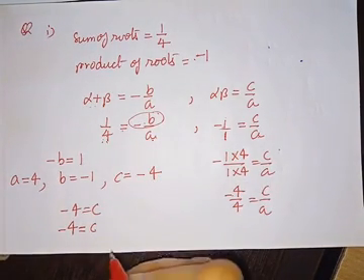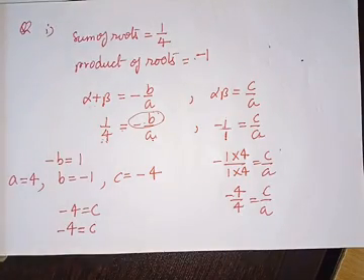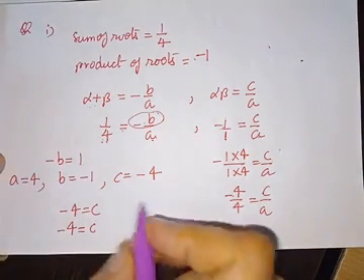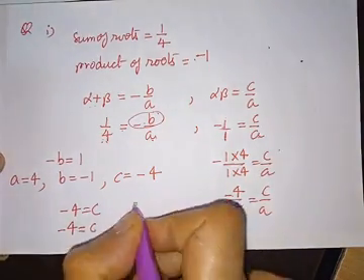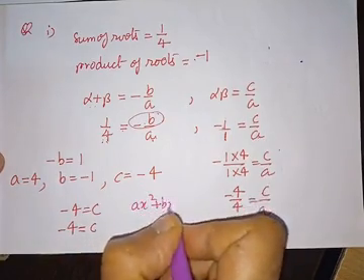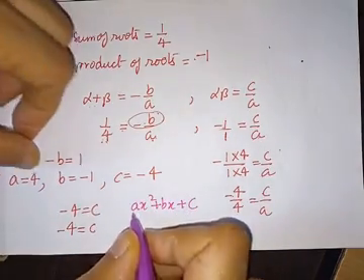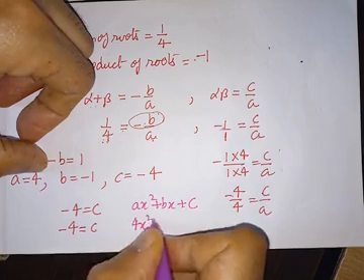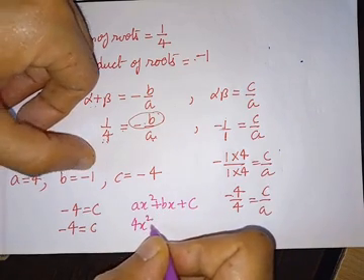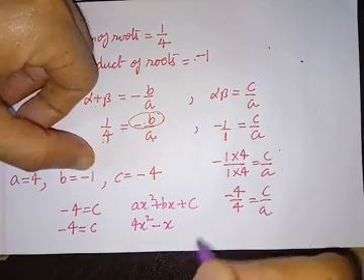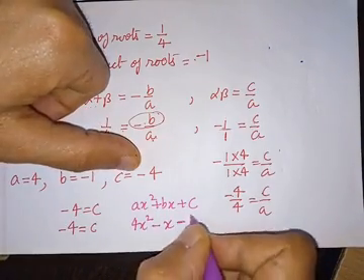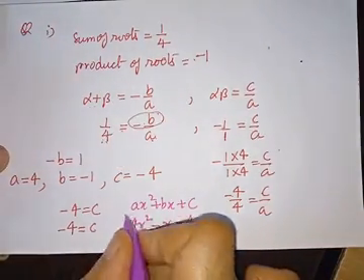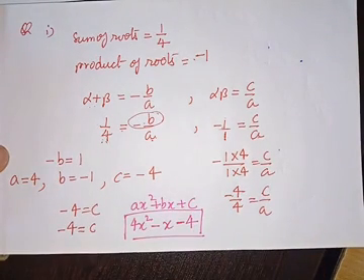But we have to write the quadratic polynomial for it, and the general form of a quadratic polynomial is ax square plus bx plus c. So what is a here? 4x square. What is b here? Minus 1, so minus x. And what is c? Minus 4. So this is the required quadratic polynomial. Thank you.